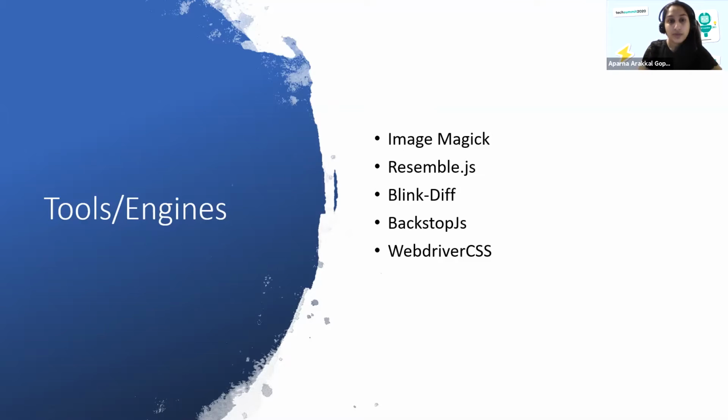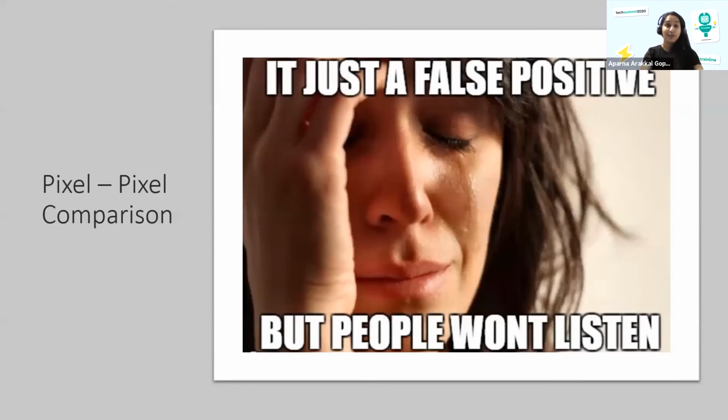But the problem is that they all have pixel to pixel comparison, and we know the problem with pixel to pixel comparison is that it tends to give a lot of false positive scenarios. That means we have to spend time again to understand whether it's a false positive or a real issue. So it's really difficult, but most people will follow pixel to pixel comparison, just thinking that it's a screenshot comparison.